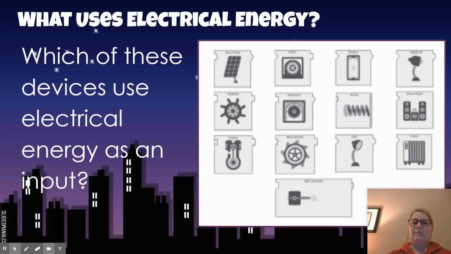So which ones should you have circled? I'm going to look at my list here. Well, we have our solar panel, we have a motor, we have a battery, we have a light bulb, a flywheel, a generator, a spring, a music player, an engine, a ball catcher, an LED light bulb, a heater, and a ball launcher. Which one of these require electrical energy to come into them? Input. Let's see. Take a minute.